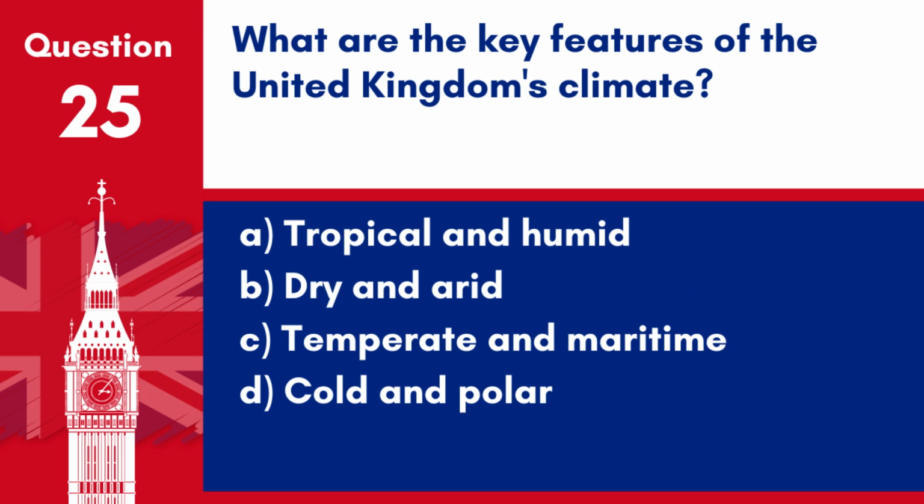Question 25. What are the key features of the United Kingdom's climate? A. Tropical and humid. B. Dry and arid. C. Temperate and maritime. D. Cold and polar. Answer: C. Temperate and maritime. The UK's climate is characterised by its mild temperatures and moderate rainfall, influenced by its island position and the North Atlantic current.